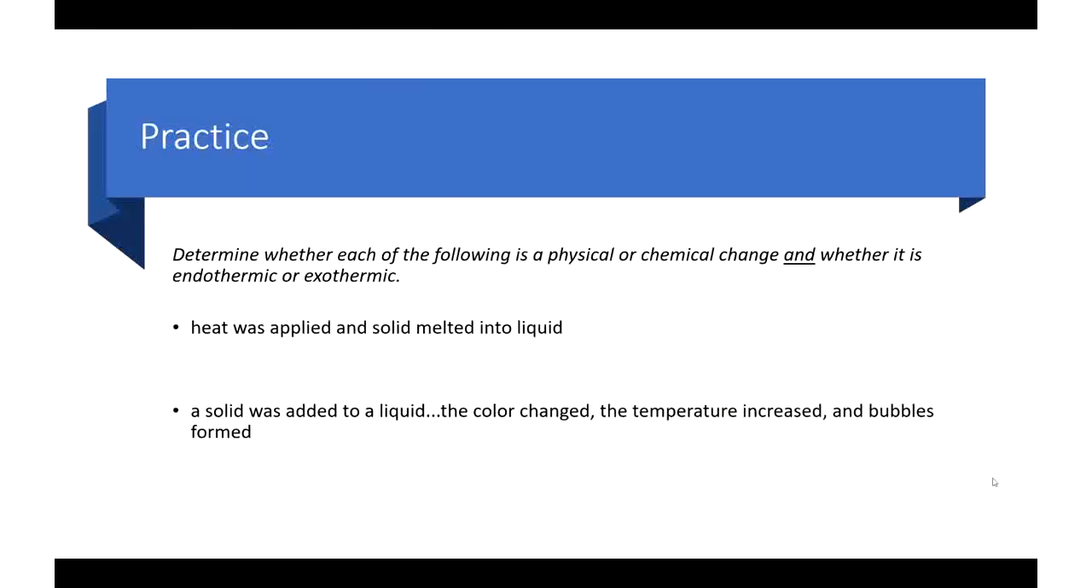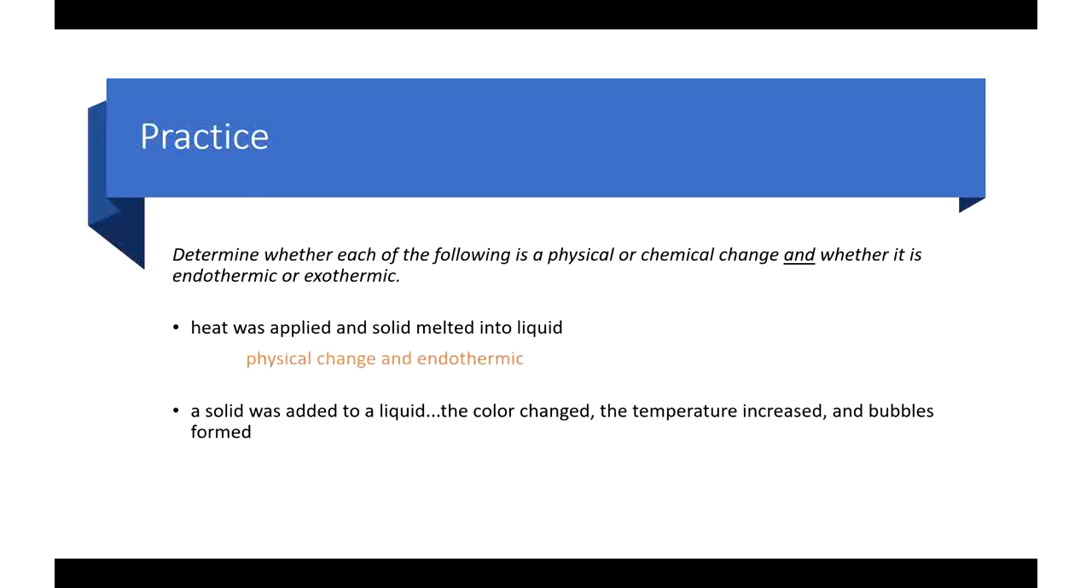So let's go through these two practice problems. Determine whether each of the following is a physical or chemical change and whether it is endothermic or exothermic. The first one, heat was applied and solid melted into a liquid. So what's happening here? A solid melted into a liquid. It's simply melting. It's going through a change of state. So that is a physical change, and melting is endothermic.